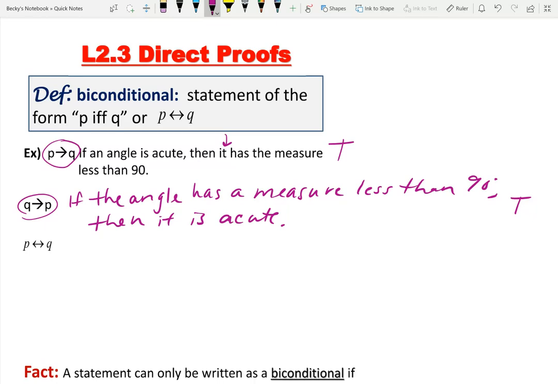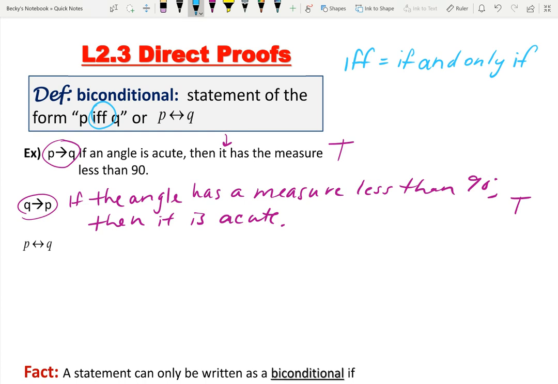Now, for a biconditional, what we're going to do is put these together. And in the middle, we put IFF. Now, IFF is an abbreviation. IFF stands for if and only if. You're going to hear me say this a lot. Mathematicians are lazy. We don't want to write it out. So if you want to write it out, you can. If and only if. You use this notation, and that indicates to the person reading it that both ways, the converse and the conditional, are both true.